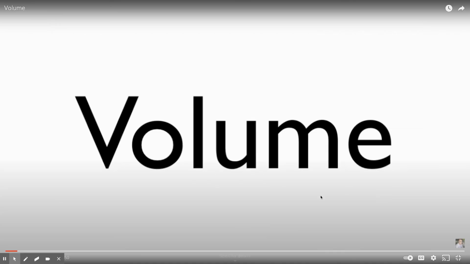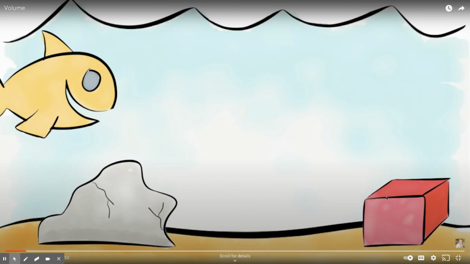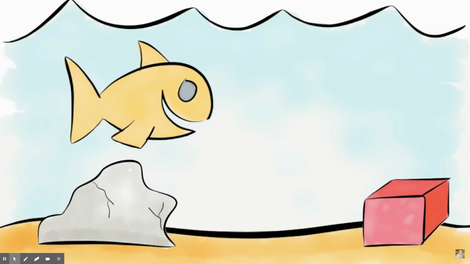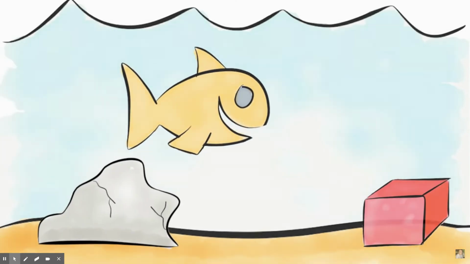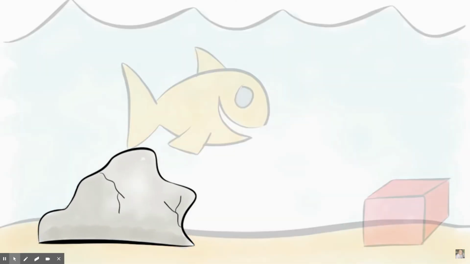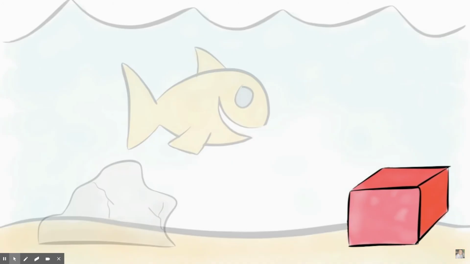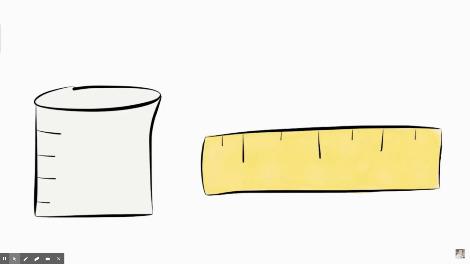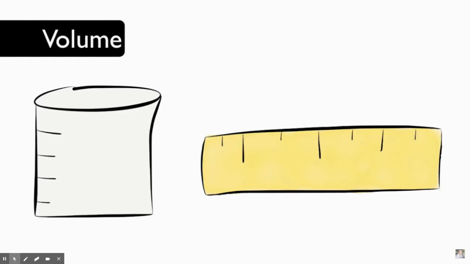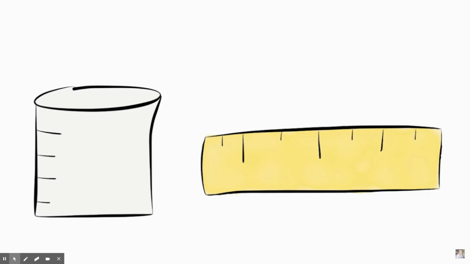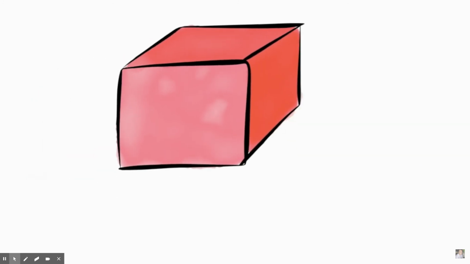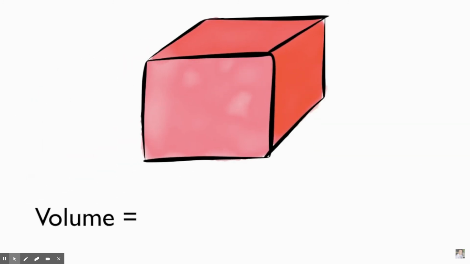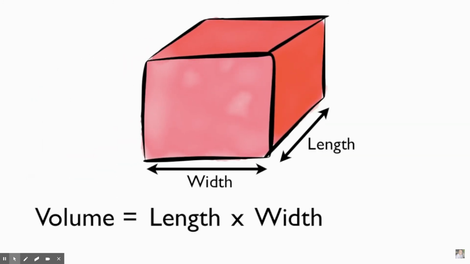Volume is the measure of the amount of space an object takes up. In a fish tank, we can find out what takes up more space, the rock or the filter. We need to measure the volume of both objects. To find the volume of the filter, we use the formula: volume equals length times width times height.